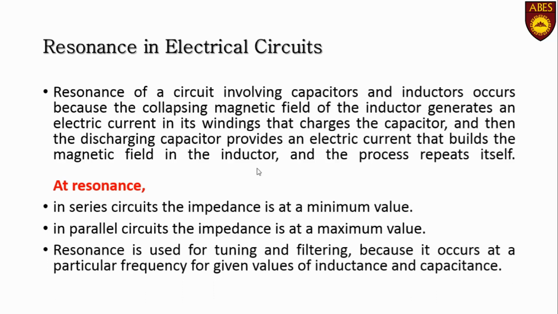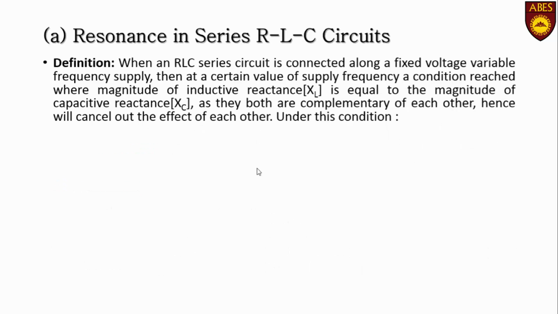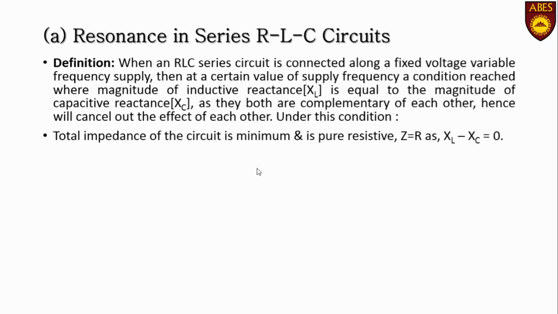Resonance is used for tuning and filtering because it occurs at a particular frequency for given values of inductance and capacitance. Now, particular case of a series resonator, when resistor, inductor and capacitor are connected in series. Definition wise, when an RLC circuit is connected along a fixed voltage but variable frequency supply, then at a certain value of supply frequency, a condition is reached where magnitude of inductive reactance, that is XL, which is directly proportional to frequency, is equal to the magnitude of capacitive reactance XC, which is inversely proportional to frequency. As they both are complementary of each other, they will cancel out the effect of each other, and under this condition the total impedance of the circuit is minimum and is purely resistive, that is Z equal to R, because XL minus XC becomes 0.